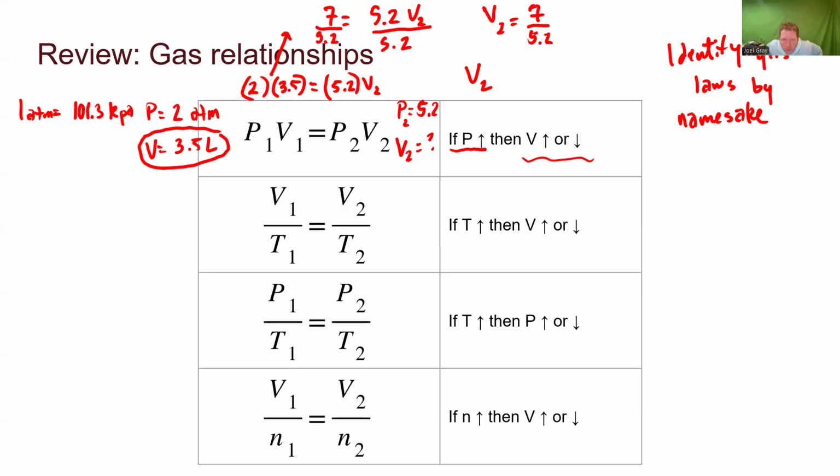Okay. So in this situation our pressure has gone up. What happens to our volume? Well, our volume is going to be 7 divided by 5.2, which is 1.35, I'm going to call it, so 1.35 liters. So our pressure goes up. What happens to our volume? Does it go up or does it go down? U for up, D for down. Well, it went from 3.5 to 1.35. So our volume goes down.